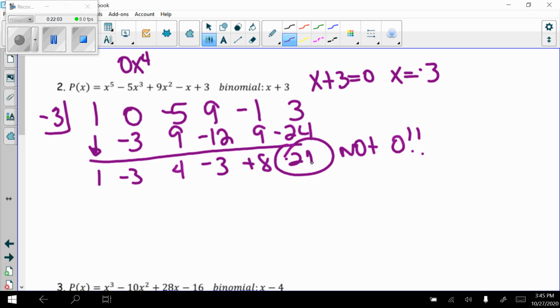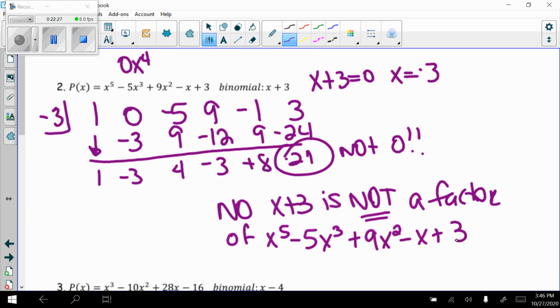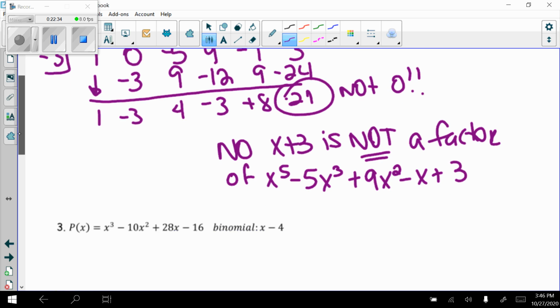Anytime my remainder is not 0, the binomial is not a factor. So I can say no, x plus 3 is not a factor of x to the 5th minus 5x cubed plus 9x squared minus x plus 3. Okay, so that means that -3 is not an x-intercept of this graph. Let's look at another one.